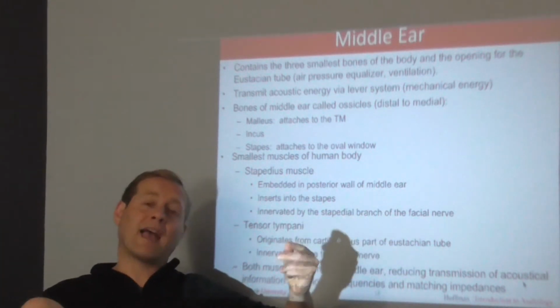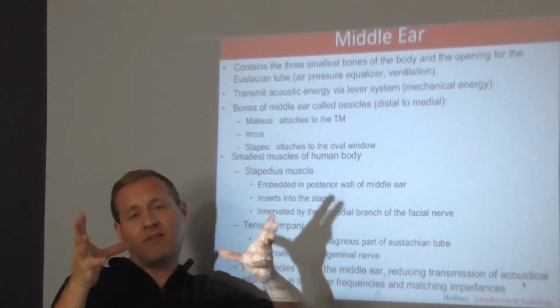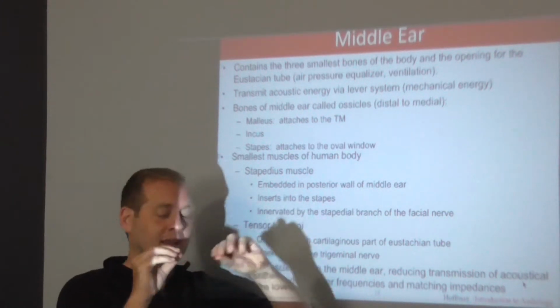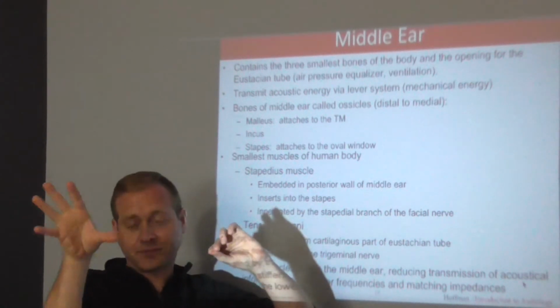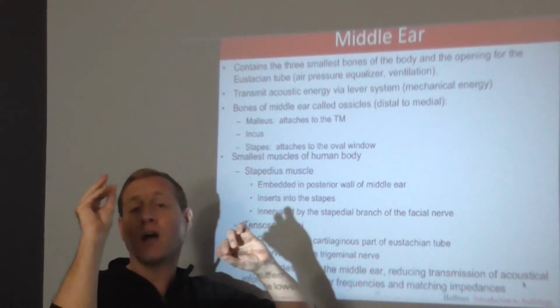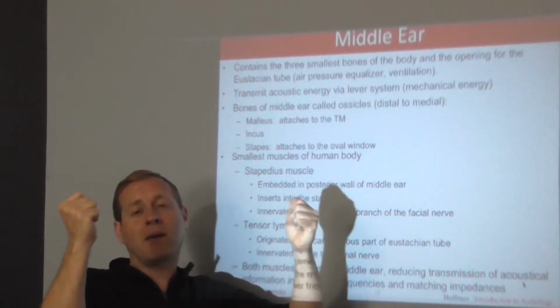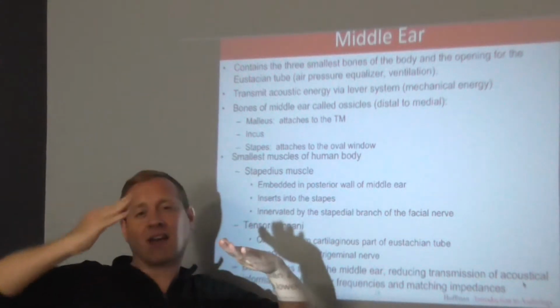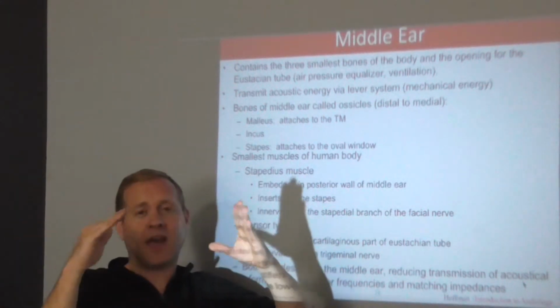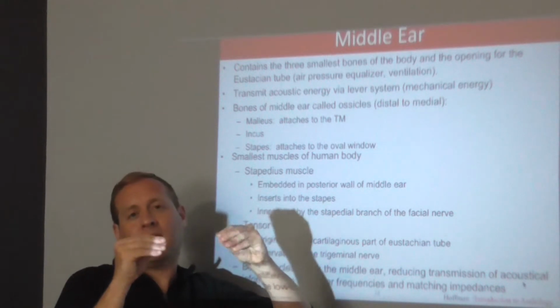What they do is they contract. When something contracts, it often tenses. When they contract, they pull on the stapes and the malleus. Remember, that's what they're connected to. By pulling on them, they tighten that ossicular chain. The ossicular chain gets tight.